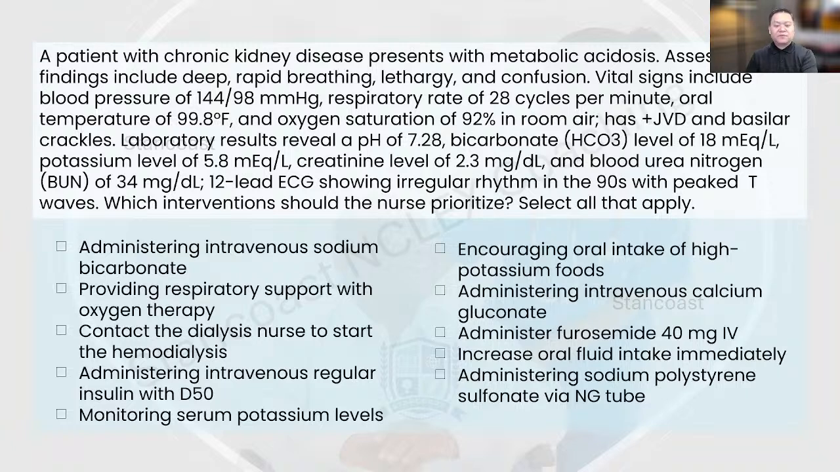The lab results reveal pH of 7.28. So I want you to decide what that is. Is that acidotic? Is that alkaline? Or is that normal? With a bicarbonate level of 18 milliequivalents per liter, potassium of 5.8, creatinine level of 2.3, blood urea nitrogen of 34, and 12 lead EKG showing irregular rhythm in the 90s with peak tall T waves.